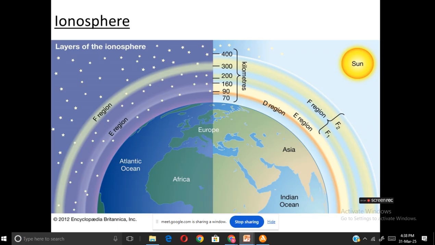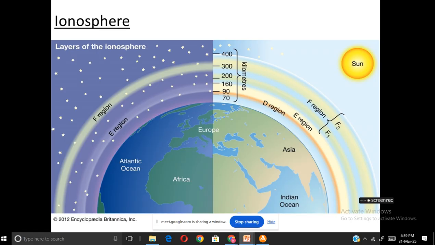This is the region of the Earth's atmosphere where electrons and ions are present in large numbers. Generally we have gases in the form of molecules in the atmosphere. But when we reach the ionosphere, the Earth's atmosphere consists of a large number of electrons and ions, and since they are present in large numbers, they are capable of influencing radio wave propagation as well.